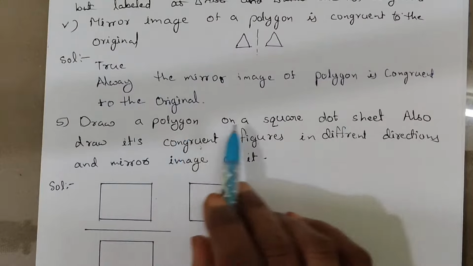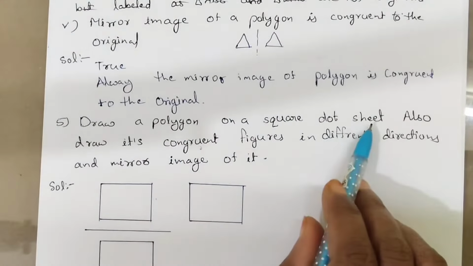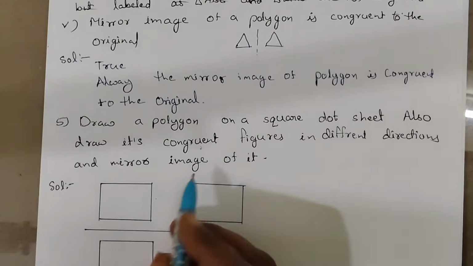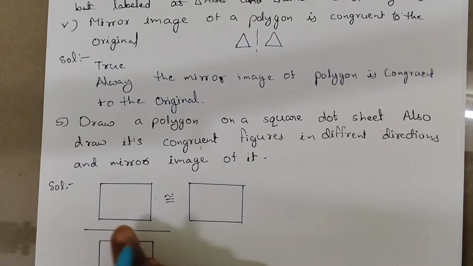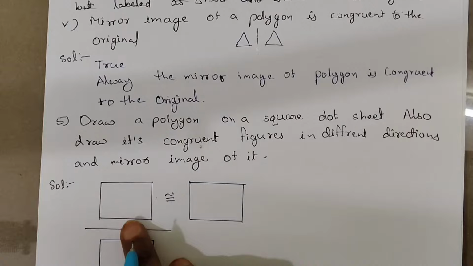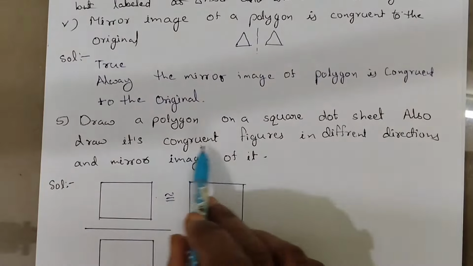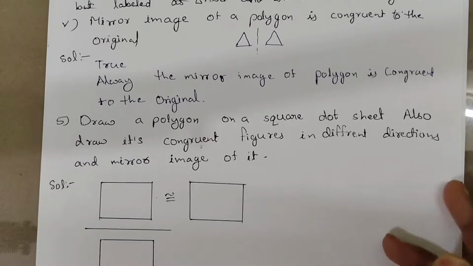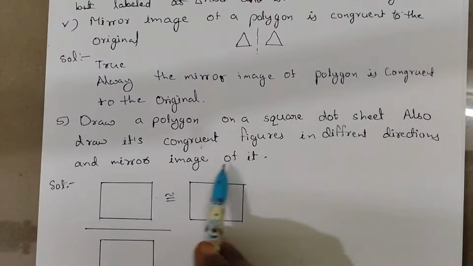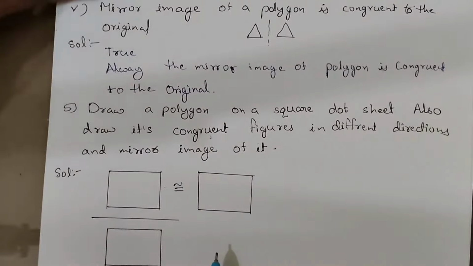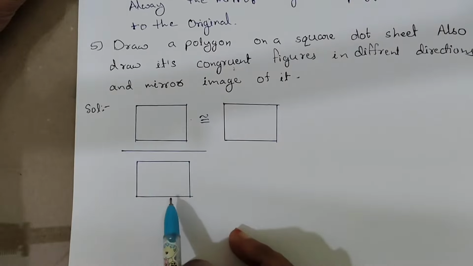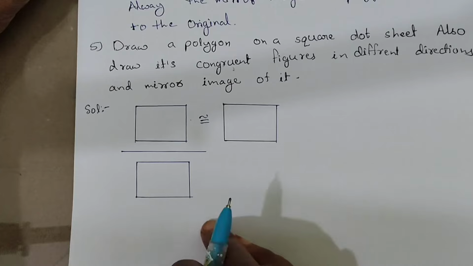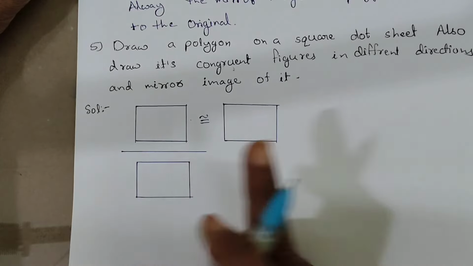Here draw a polygon on a square dot sheet. Also draw its congruent figures. First, these two are the congruent figures. These two squares are congruent, so they are congruent figures in different directions. And the mirror image of it: this square's mirror image is this one. So now this is the mirror image of the first diagram. So this is the answer. These two are similar.